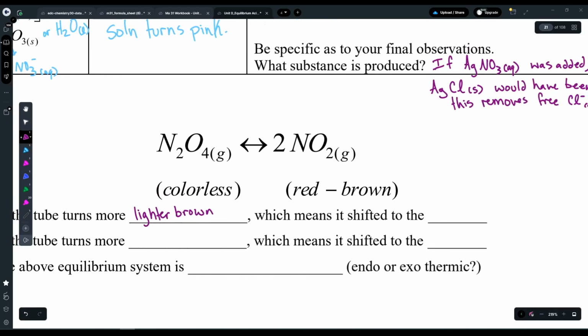So that means that the equilibrium shifted to what side? Left or right? Take a moment to write it down for yourself and pause the video. So when the tube got cooled down, we produced more dinitrogen tetroxide, which resulted in the tube becoming a lighter brown. So that means it shifted to the left, or you could also say to the reactant side.